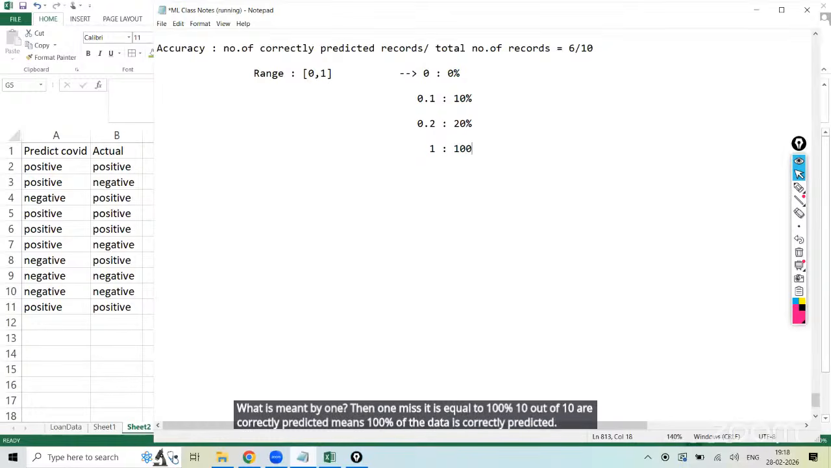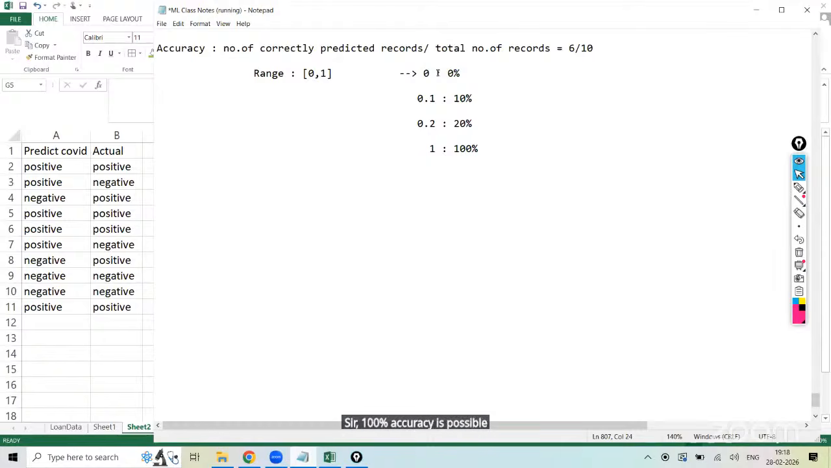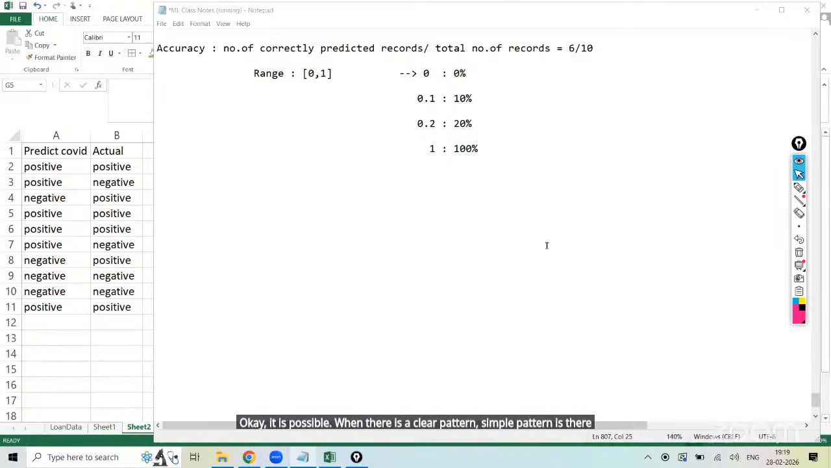100% accuracy. Sir, is 100% accuracy possible or not possible? In some cases it is possible, in some cases it is not possible. In many cases, it is not possible. There are some cases where 100 out of 100 is possible, when there is a clear, simple pattern.